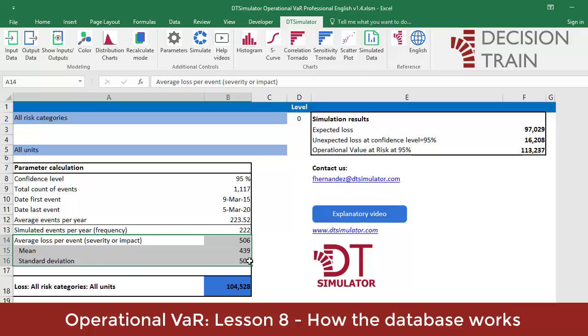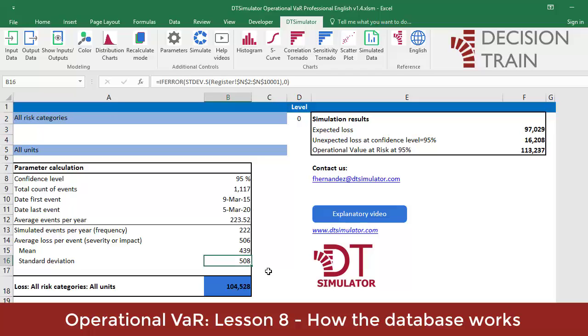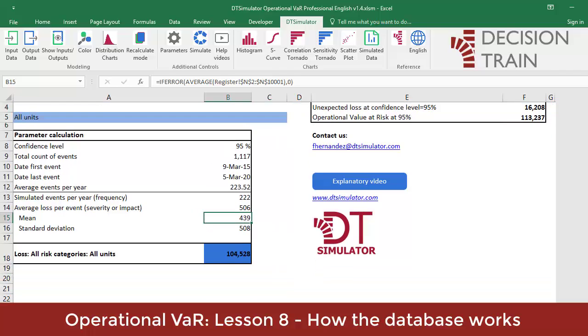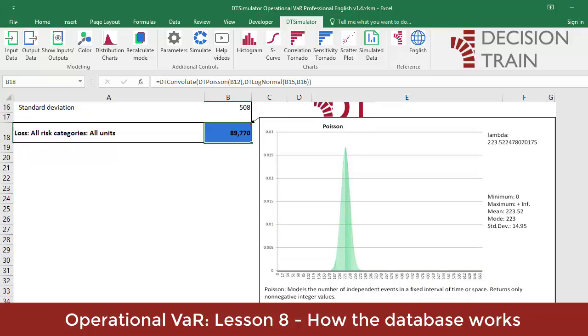For example, for all 1,117 cases, the average severity or impact of the recognized net loss is $439 and its respective standard deviation is $508. In this case, the standard deviation is even higher than the average, which is very typical in records of operational risk events, that are usually populated by asymmetric severities, as we will see later.